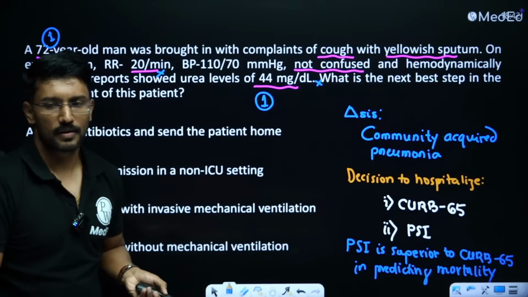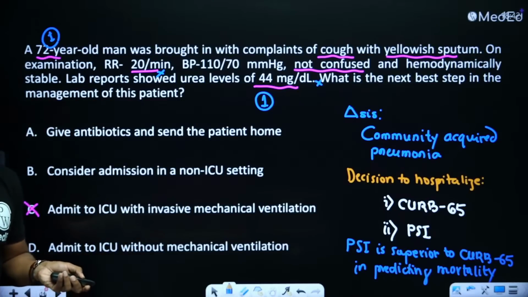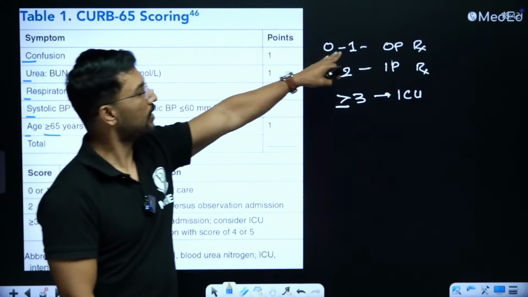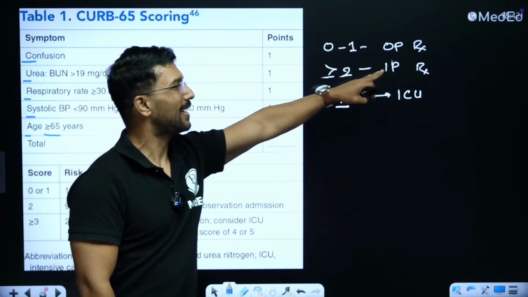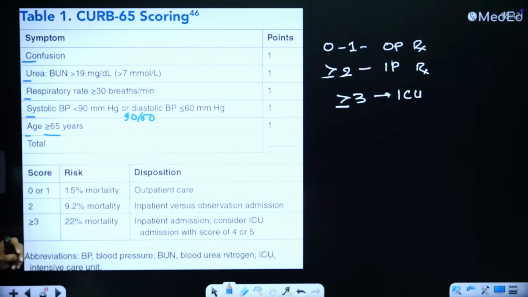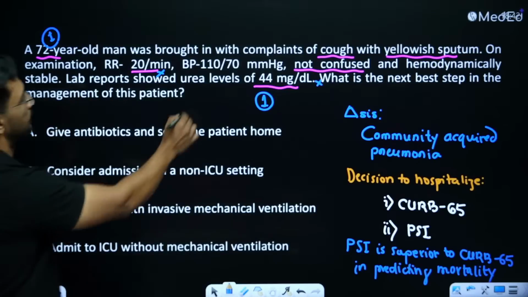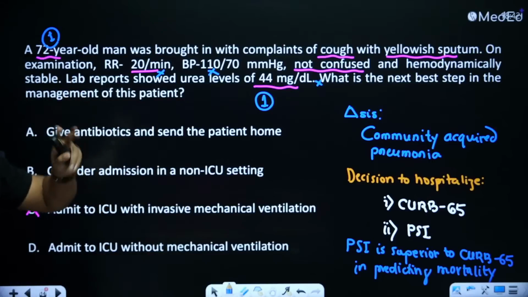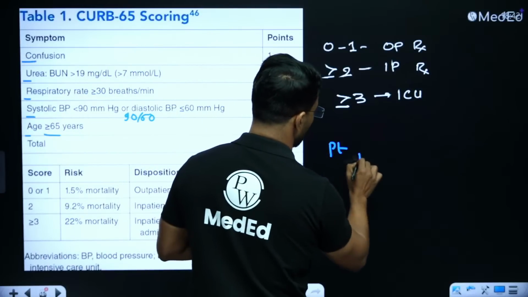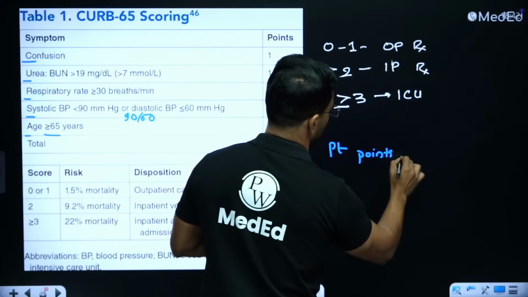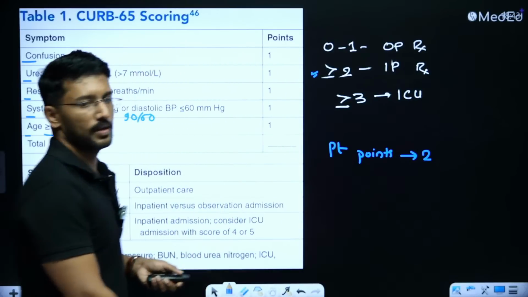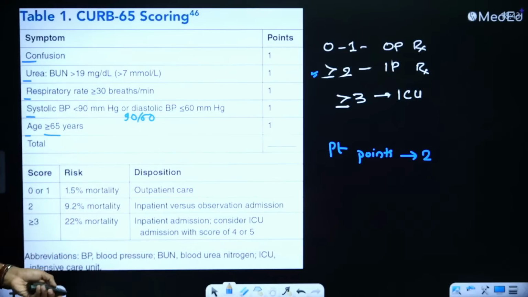So what do you think? Should this patient be hospitalized or treated as an outpatient? 0 to 1 outpatient, more than or equal to 2 inpatient, more than or equal to 3 ICU, right? So how much did we get here? BP is fair, so we are not giving any points, so we got 2 points. So according to CURB-65, where should the patient go? Inpatient, right? He should go inpatient, not as an outpatient.